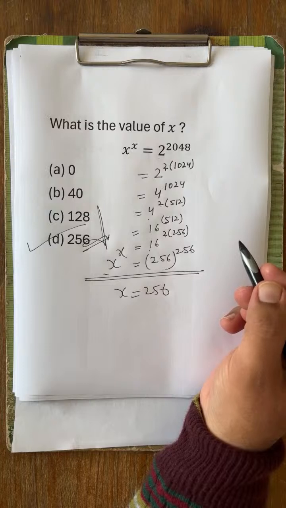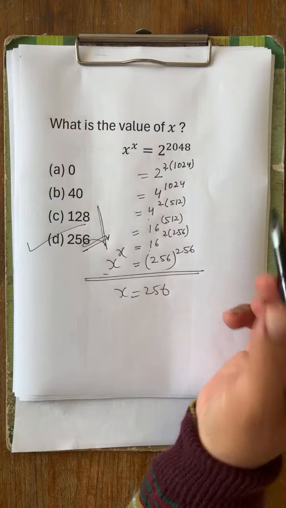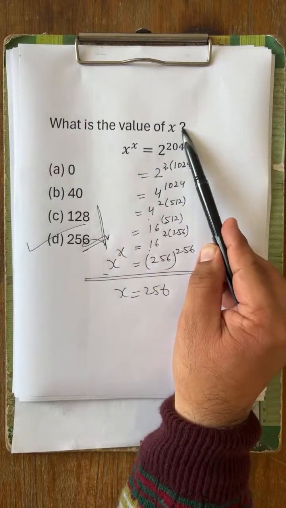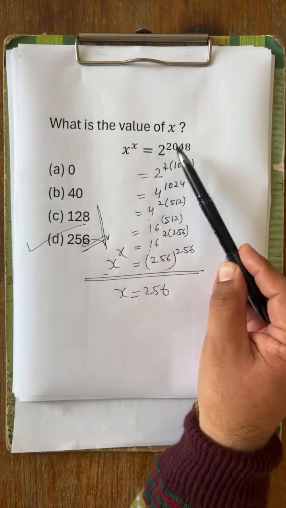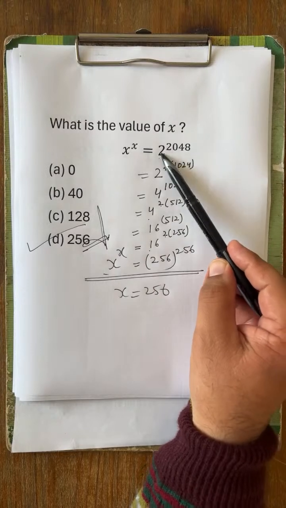How is C your answer? Option D, 256, is the answer. Now what is the value of x? x power x is equal to 2 power 2048.